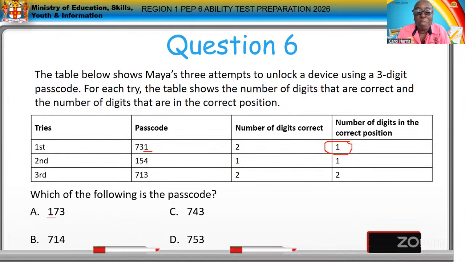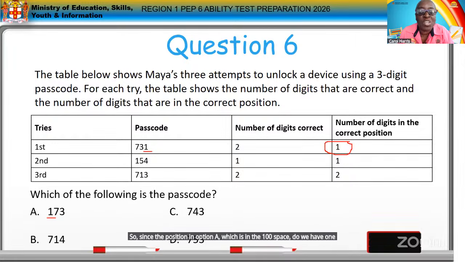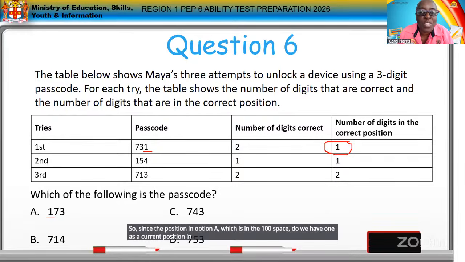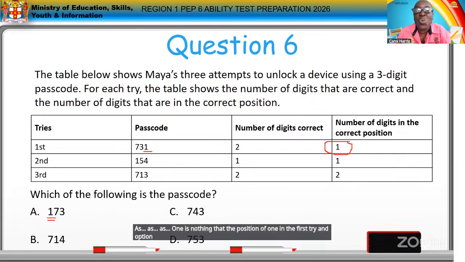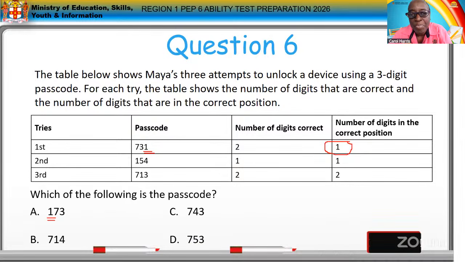So since the position in option A, which is in the 100 space, do we have 1 as a correct position in the first one? 1 is not in the position of 1 in the first try and option A. That alone tells us that it can't be correct.